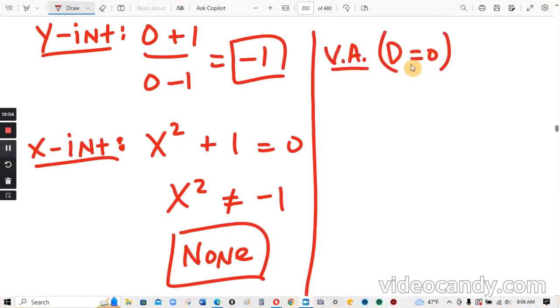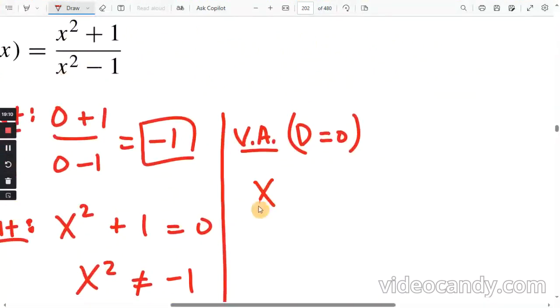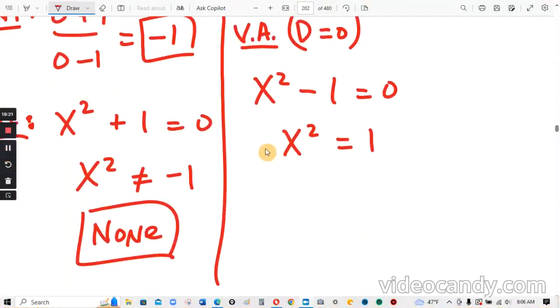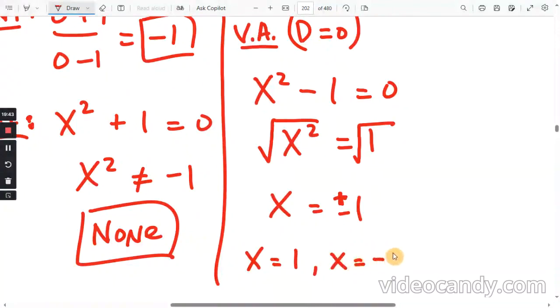Vertical asymptote, the denominator equals 0. Okay, x squared minus 1 equals 0. Plus 1 on both sides, we have x squared is +1. Taking the square root on both sides, square root of x squared is x. Square root of 1 is 1. But when you do square root on both sides, you need to do plus minus. So the vertical asymptotes, there's two of them. x equals 1. x equals -1.